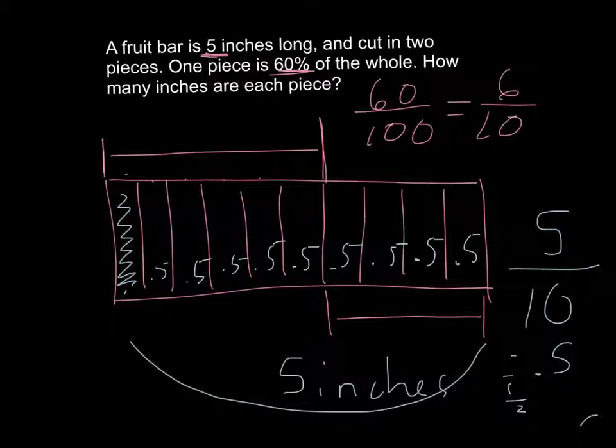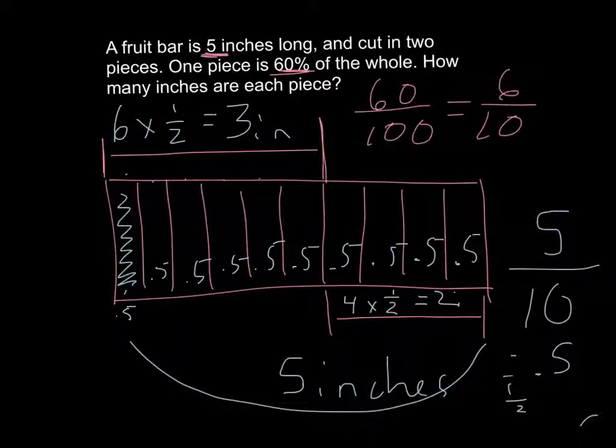And now I can very easily figure out how long each piece is, because if I have 60%, that's 6 pieces times 1/2 inch, which is going to equal 3 total inches. Then my second piece is 4/10 long, and that's 4 sections of 1/2 inch. So that's 4 times 1/2, which equals 2 total inches. So one bar is 3 inches long, and the other is 2.